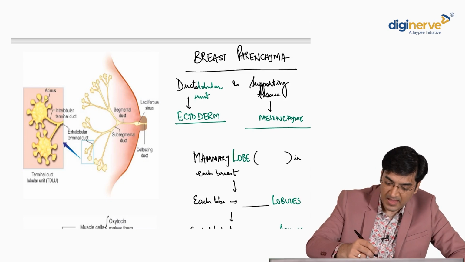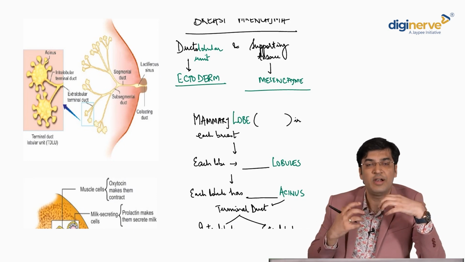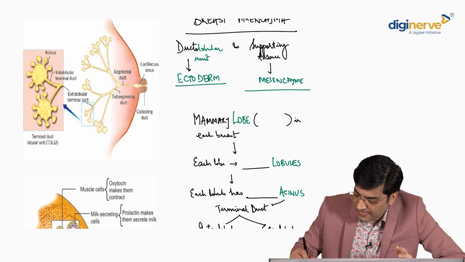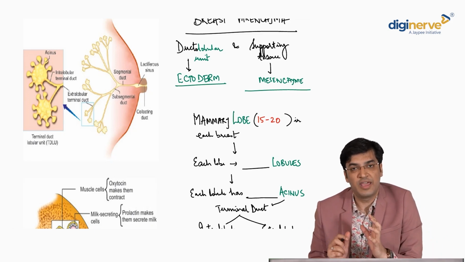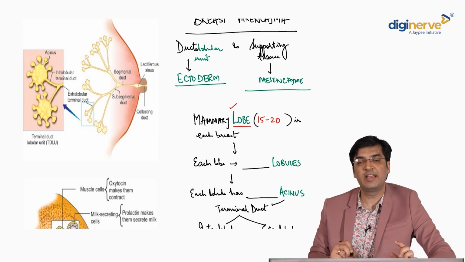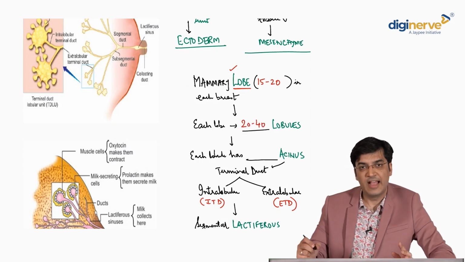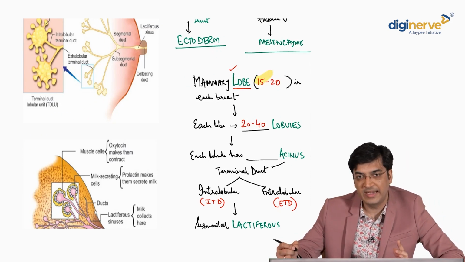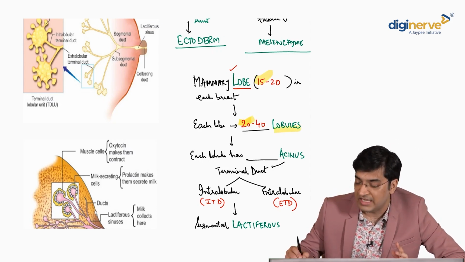Now, going into the exact distribution of the ductolobular unit and what exactly are the components, we'll start first with the mammary lobe. They are 15 to 20 in number in each breast. Please remember the words here, they are very critical. Now, each lobe has 20 to 40 lobules. This number is important. How many lobes? 15 to 20 in each breast. How many lobules in each lobe? We have 20 to 40 lobules in each lobe.